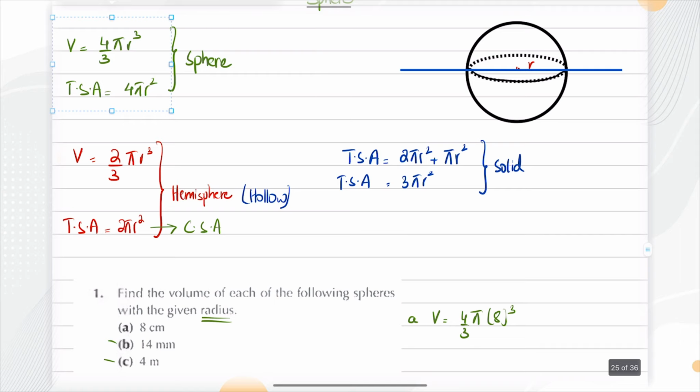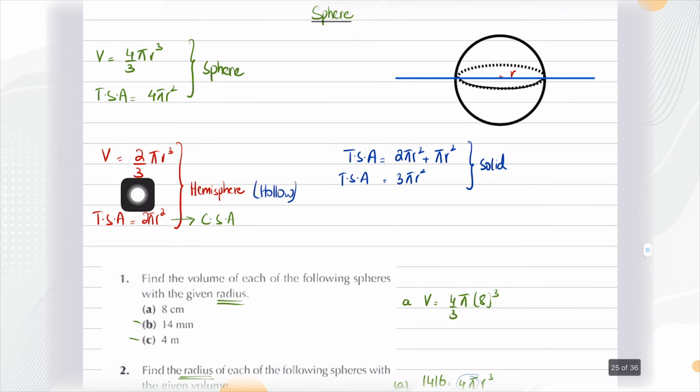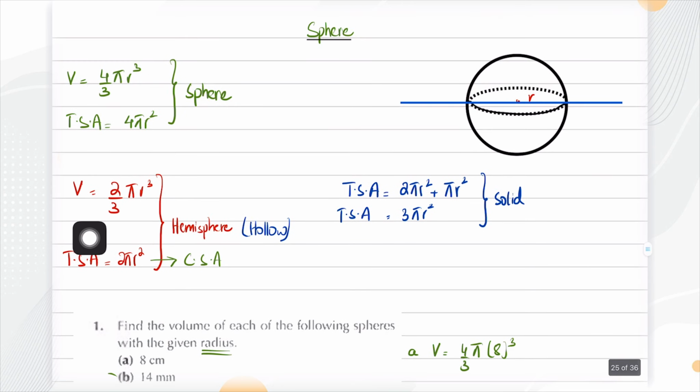So basically, here we have the formula of 2 pi r squared for a hemisphere which is hollow. Now we have this understanding that when we're finding out the total surface area of a sphere and volume, we're talking about a hollow sphere, which is why when you look at the formula for the hemisphere, it's only 2 pi r squared. And how did we get to 2 pi r squared from 4 pi r squared? By simply dividing it by 2.